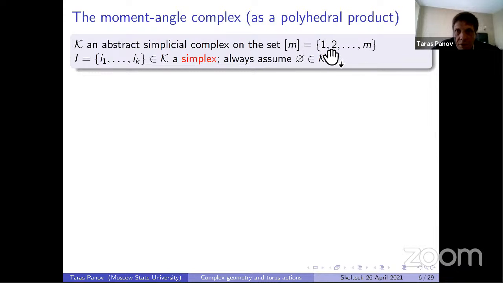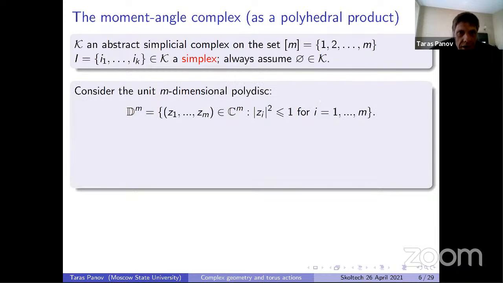So an abstract simplicial complex is just a collection of subsets in a finite ordered set of indices, such that it's closed under passing to a smaller subset. So whenever you have a subset in your collection, which is called a simplex, every smaller subset is also a simplex. That's a condition. So the abstract simplicial complex is just a special collection of subsets. So whenever you have a simplex, any subsimplex is also a simplex. And for technical reasons, we assume that the empty set is in your collection.